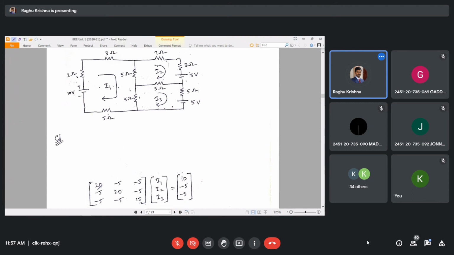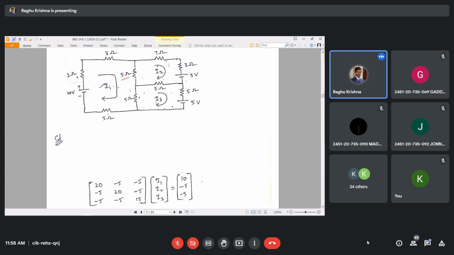See here, how you got this 20: take the first loop, add all the resistor values, 2 plus 3 plus 5 plus 5 plus 5, total 20. So write this 20. Next, for the first loop and the second loop, what is the common resistor? The common resistor is only 5 ohms. This 5 is common to I1 and I2.